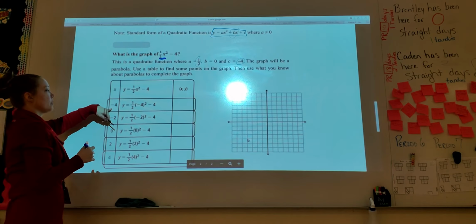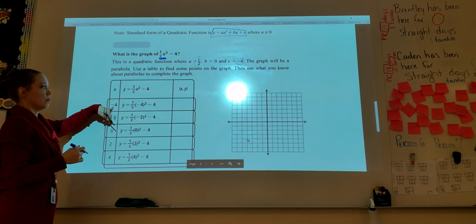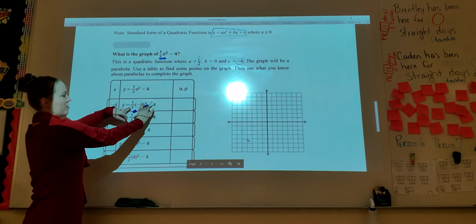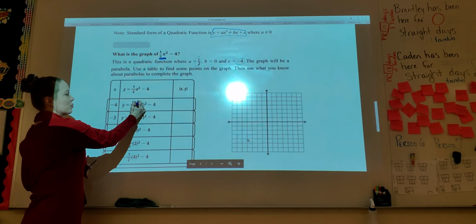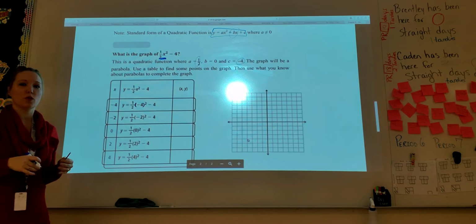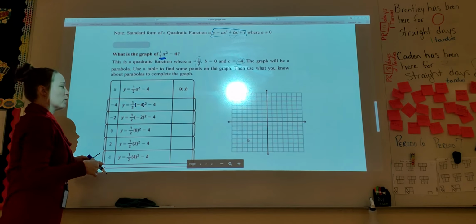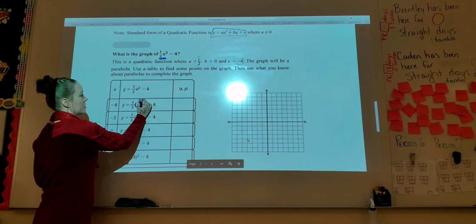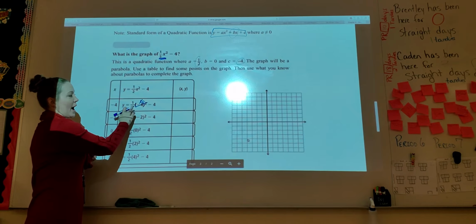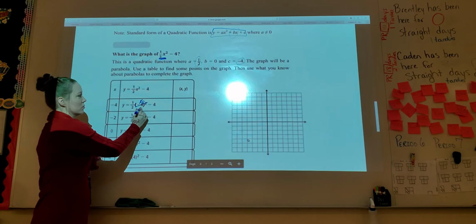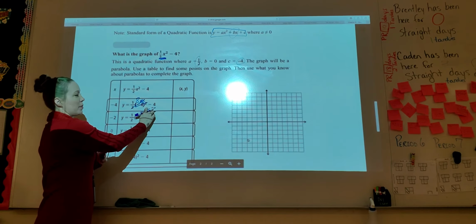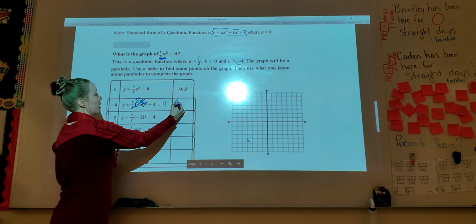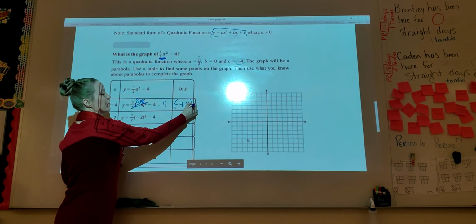So you got a -4 for your x, so we plugged it into the x spot, so it's 1/2, and then you've got your -4 squared, and it is in parentheses, which means it's -4 times -4. So -4 times -4 is going to give you a positive 16. So this right here is a positive 16. Then you're going to take half of that. Half of 16, that's 8. 8 minus 4 is 4. So our ordered pair is -4, 4.